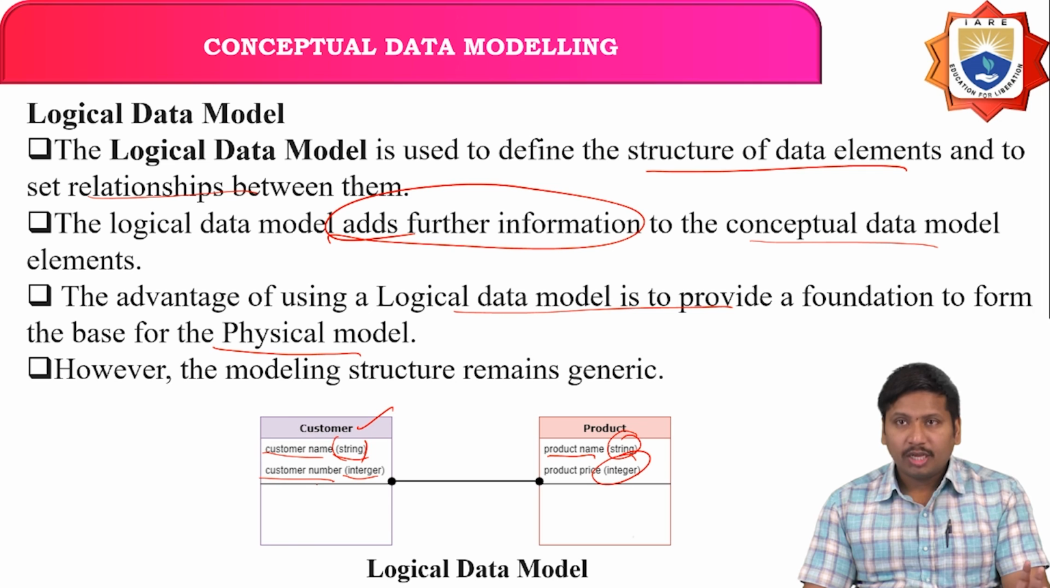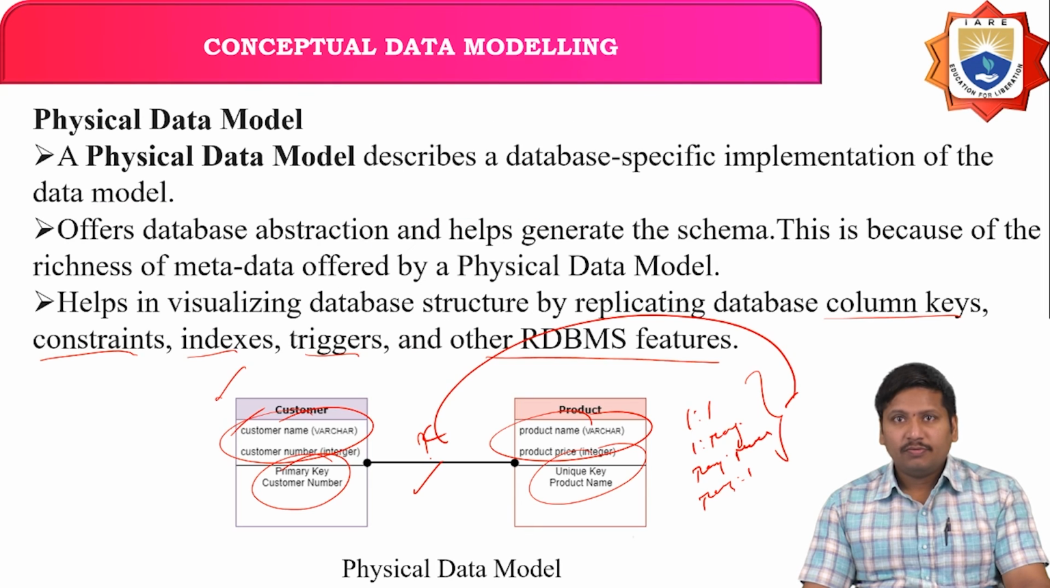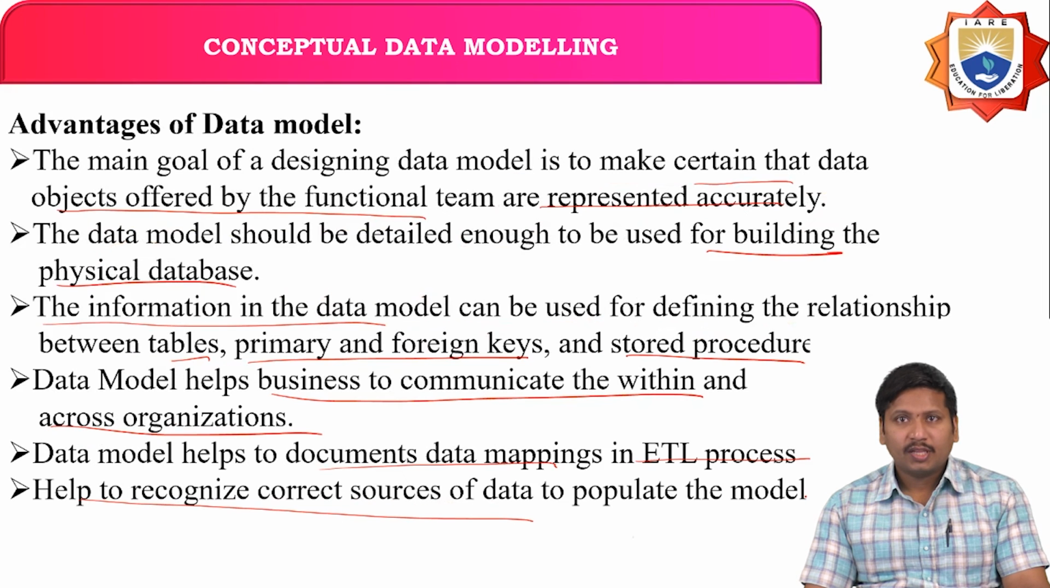The logical data model is able to define the structure of data elements and the relationship between them, and it is able to add further information to the conceptual model. The advantage is that it provides a foundation for the physical data model. And next, the physical data model is able to describe the database implementation. It is also helpful in generating the schema of the physical database model. It also helps in visualizing the database structure by replicating database columns, keys, indexes, triggers and other database features. So now the advantages and disadvantages of the data model.